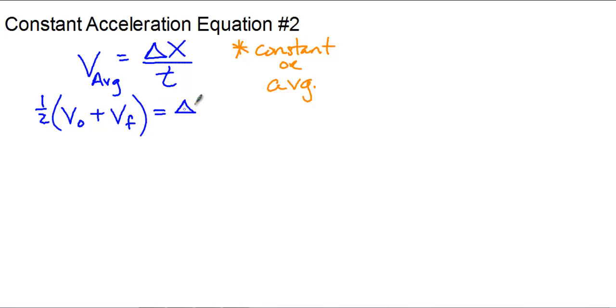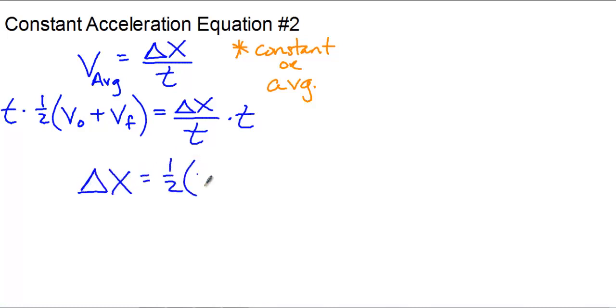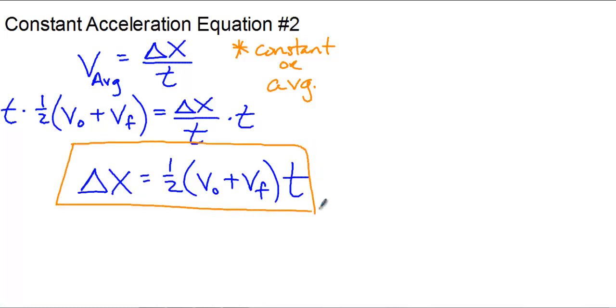So we can plug that in here, and that's going to equal delta x over t. And we want to solve this equation for delta x, so multiply both sides by t, and we will get our second of the big four. Delta x equals an object's average velocity times the time. Okay, so big equation number 2. Delta x equals 1/2 times the quantity v naught plus vf times t, where 1/2 v naught plus vf is just finding the object's average velocity. Okay?